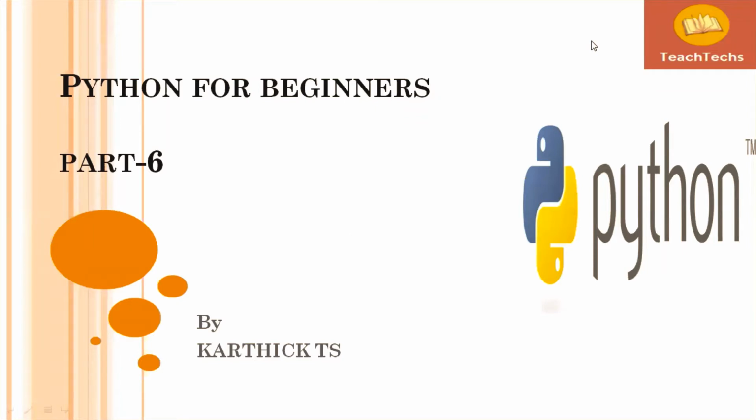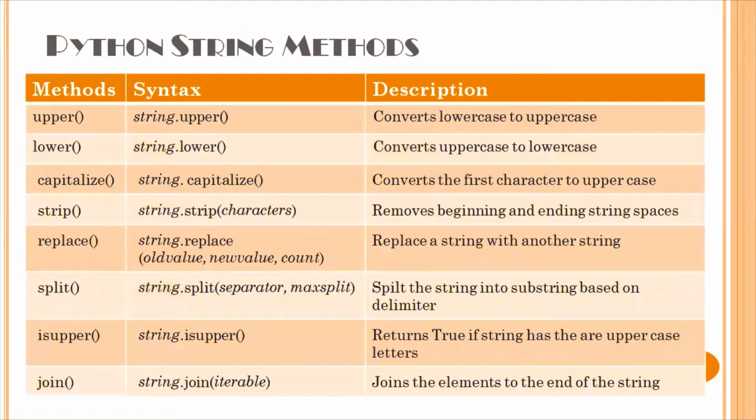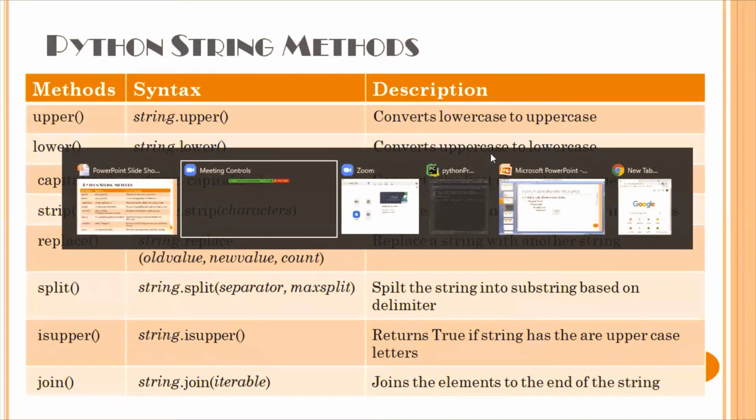Myself Karthik TS. Let us start session 6 in Python programming language. In session 6, I am going to explain the different methods of a string. Python supports the following string methods applied on a string to manipulate the string. Let us learn the string methods by executing certain examples.